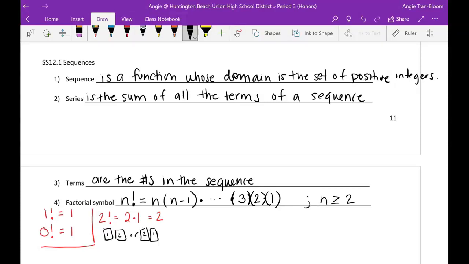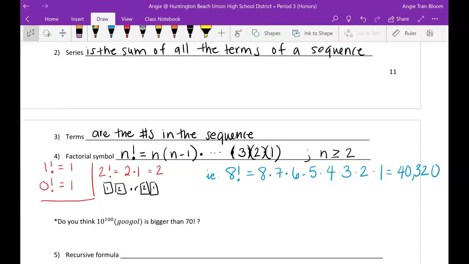So what if I ask you to find, for example, 8 factorial? 8 factorial means 8 times 7 times 6 times 5 times 4 times 3 times 2 times 1. It's a ginormous number: 40,320. So how many ways can you arrange 8 books? Take a wild guess. You're right, 40,320 different ways.